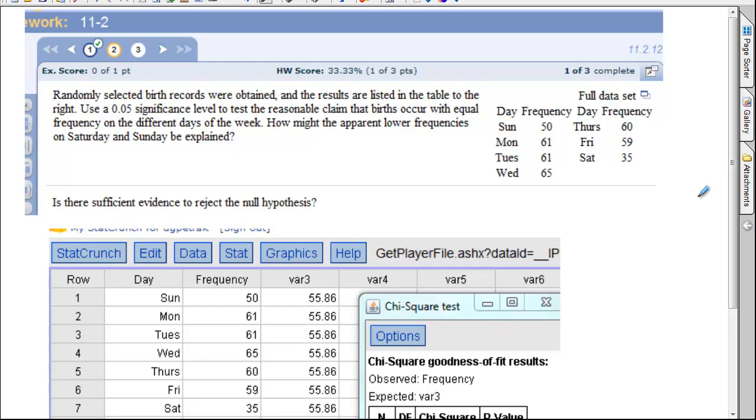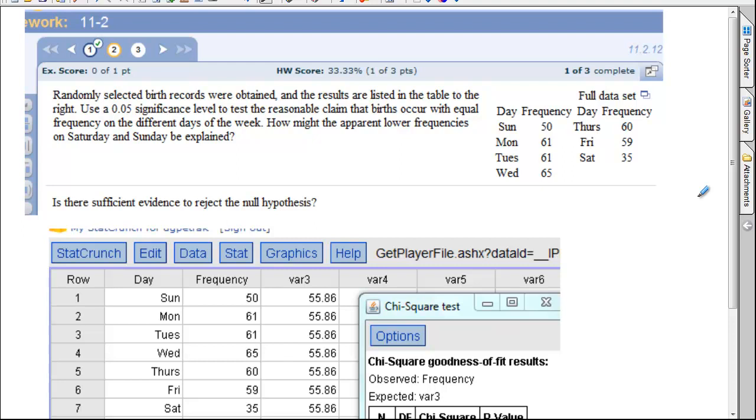In chapter 11, we're going to talk about goodness of fit and also tests for independence and homogeneity. These are some fancy ways of saying, does our data fit what we thought it should be? Or, are two variables actually related? So we're going to look at this.